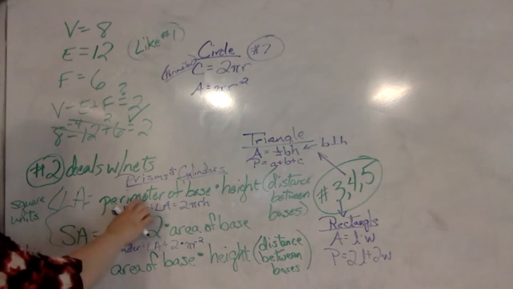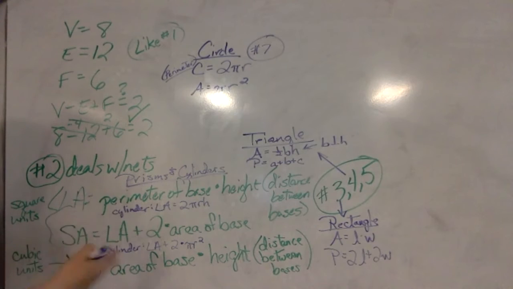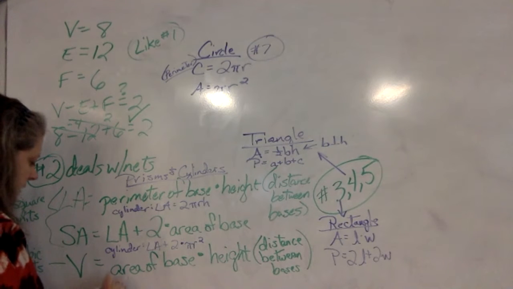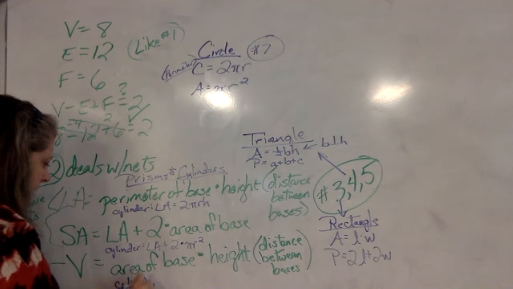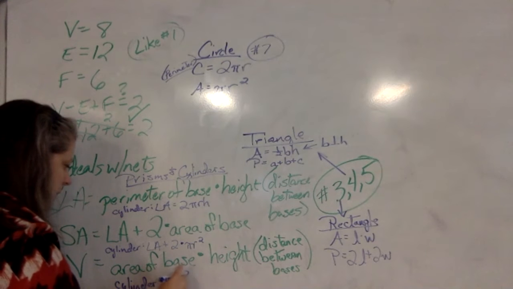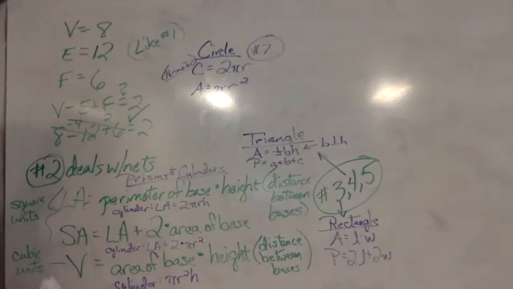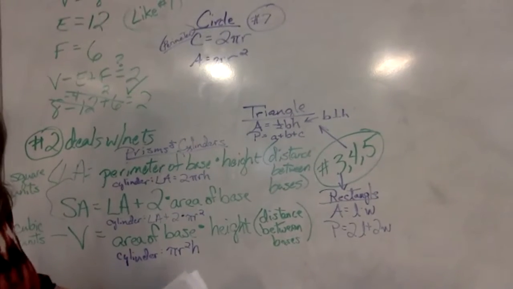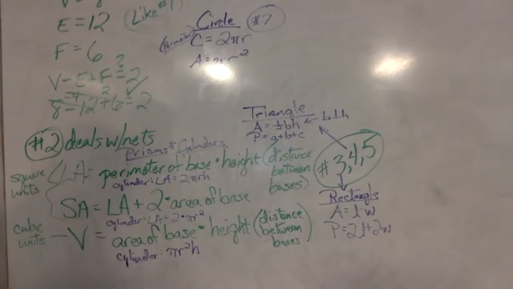Okay, it's still doing the same thing as we did on prisms, it's just the bases are circles. So for my volume, for a cylinder, you're gonna have the area of the base, which is pi r squared, times the height of the cylinder. So you have these formulas on your worksheets, okay? So you should be able to get these, okay?